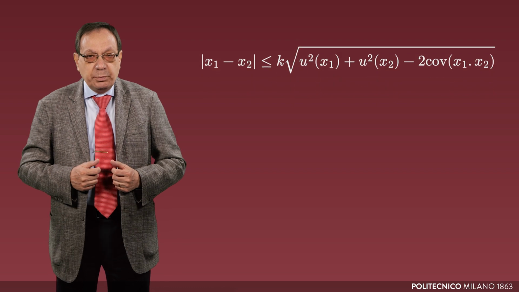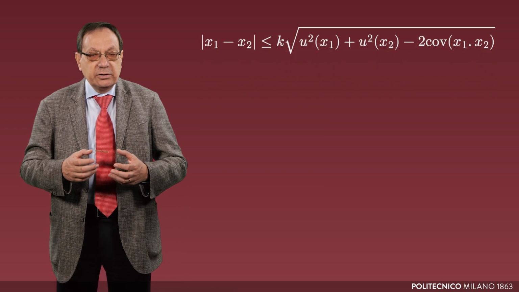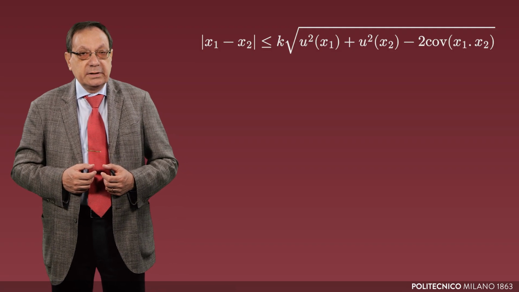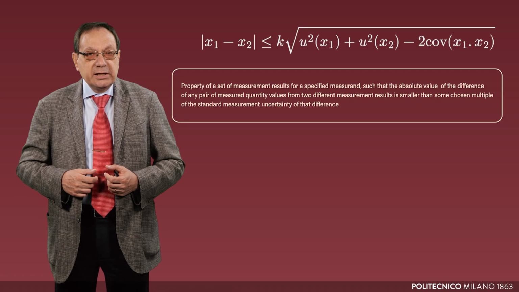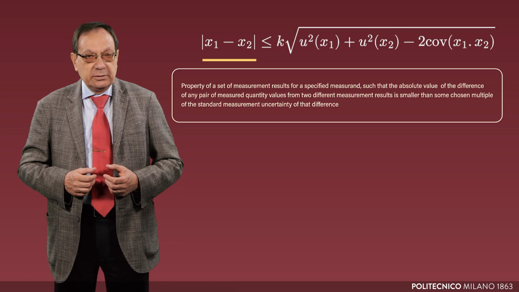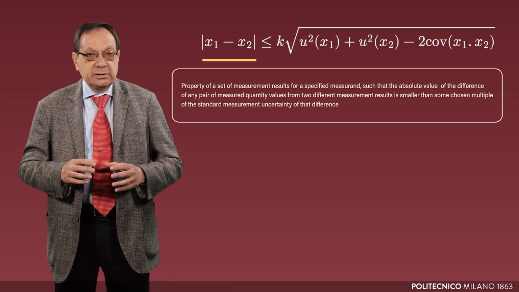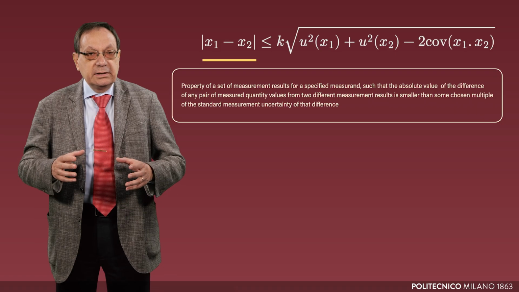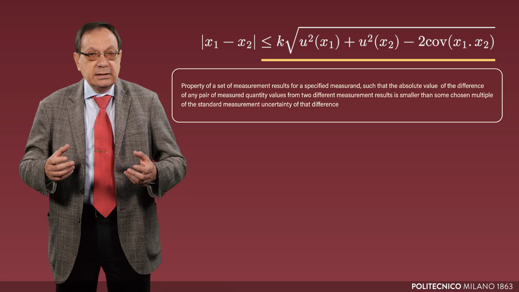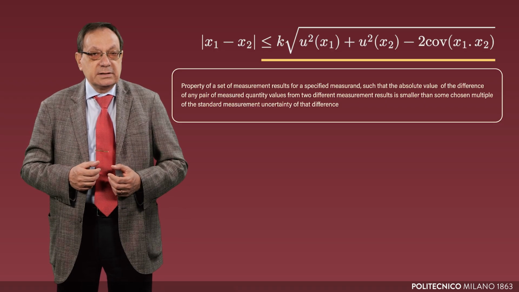At this point, we can fully understand the definition of metrological compatibility given by the VIM in Article 2.47: property of a set of measurement results for a specified measurand, such that the absolute value of the difference of any pair of measured quantity values from two different measurement results is smaller than some chosen multiple of the standard measurement uncertainty of that difference. Usually, that chosen multiple of the standard uncertainty is actually the expanded uncertainty we have considered so far.